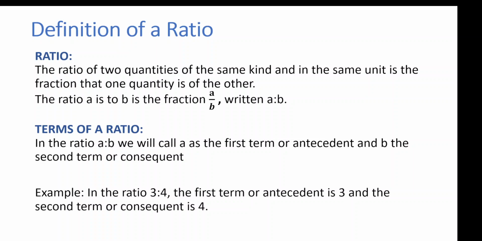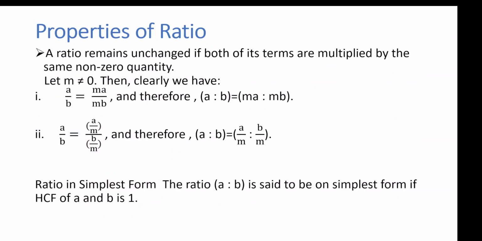Terms of a ratio. In the ratio A is to B, we call A the first term or antecedent and B the second term or consequent. For example, in the ratio 3 is to 4, the first term or antecedent is 3 and the second term or consequent is 4.